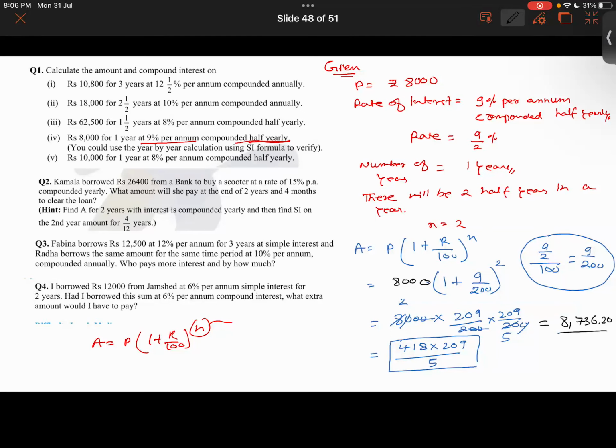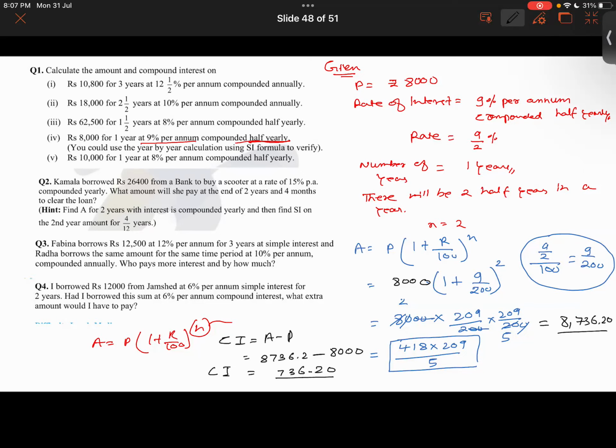All right. Now, since we have got the amount, we can calculate the compound interest now. So, compound interest equals amount minus principal. Amount here is 8,736.2 minus principal. So, principal was 8,000. So, basically, compound interest here is 736.20. Okay, Arhan.